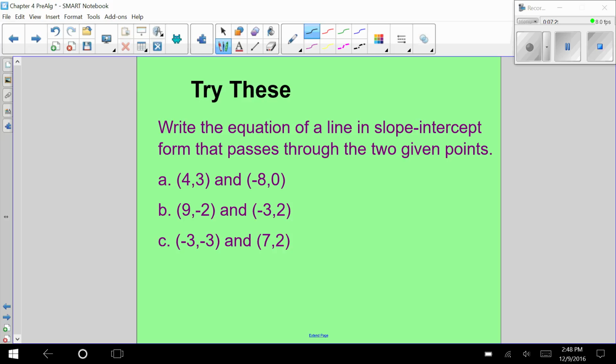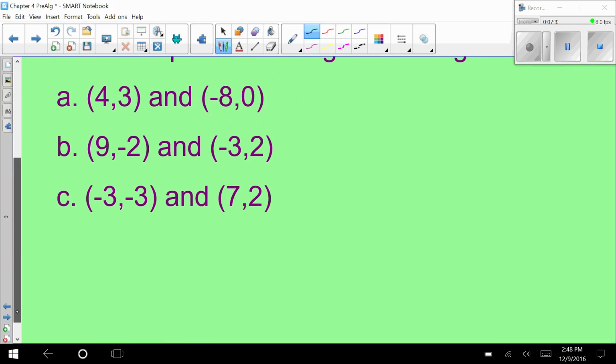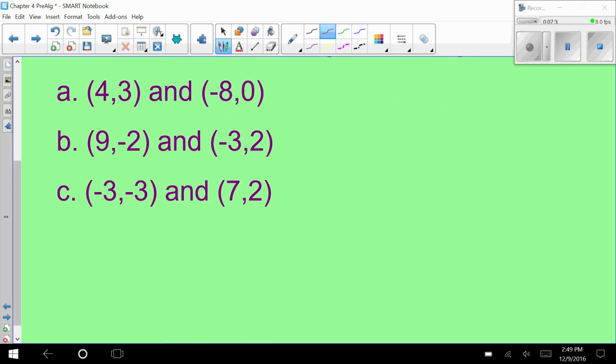All right, let's do the first one. Go page width again. 4, 3, and 8, negative 8, 0. Let's start with our slope. 3 to 0 is a minus 3. 4 to negative 8 is a minus 12. That means my slope is negative 3 over negative 12, or 1/4.